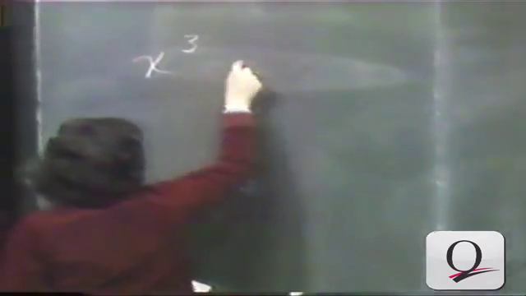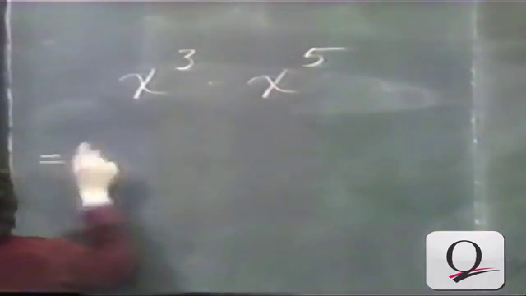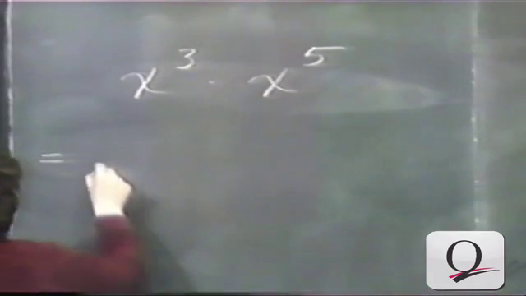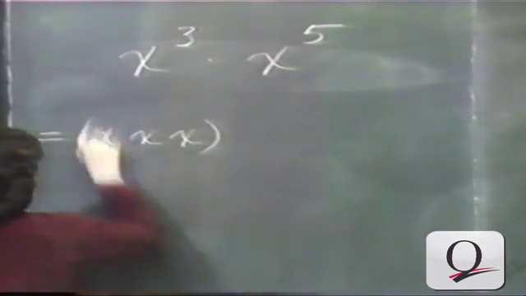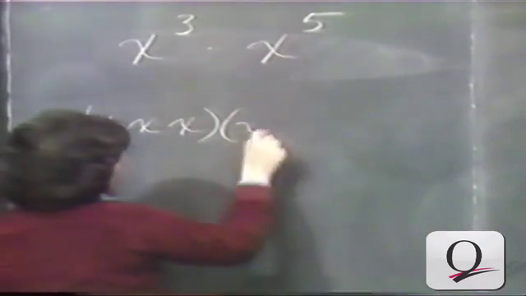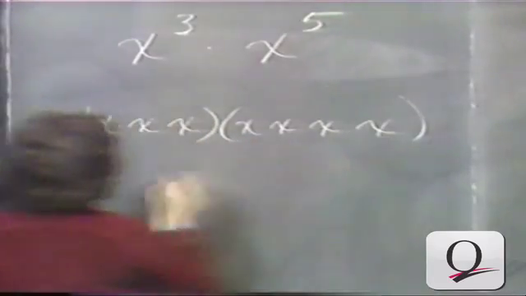This videotape deals with rules for working with exponents. In an earlier tape, we considered the problem of multiplying x to the third power by x to the fifth power. If you'll recall, x to the third power meant x written as a factor 3 times. X to the fifth power, of course, x multiplied by itself 5 times.